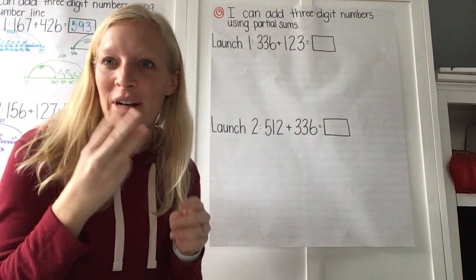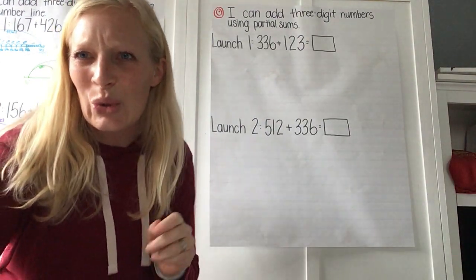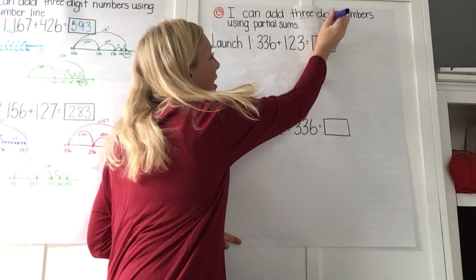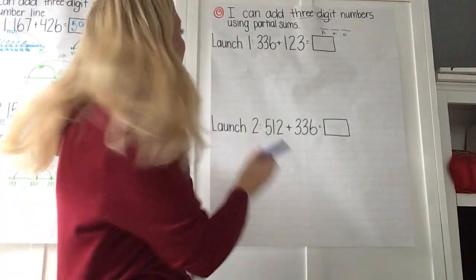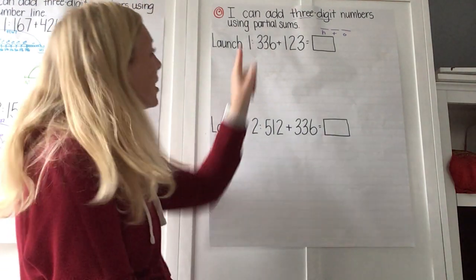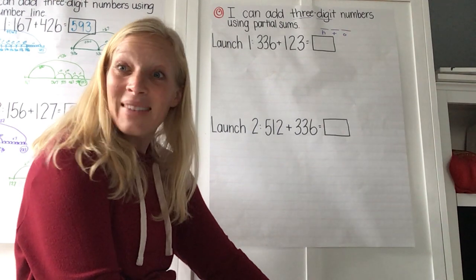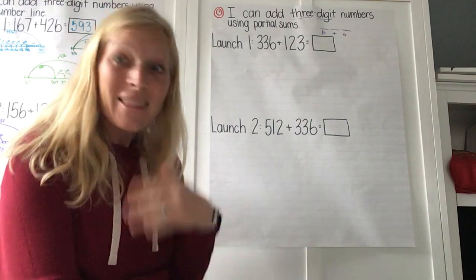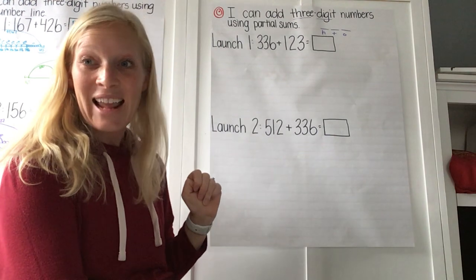I can add 3-digit numbers using partial sums. Second grade, we're still doing those 3-digit numbers. They have hundreds, tens, and ones. But now we're going to be adding them using partial sums. What is a sum? Yes, it's the answer to an addition problem. When we add two numbers together, the sum is what that answer is.